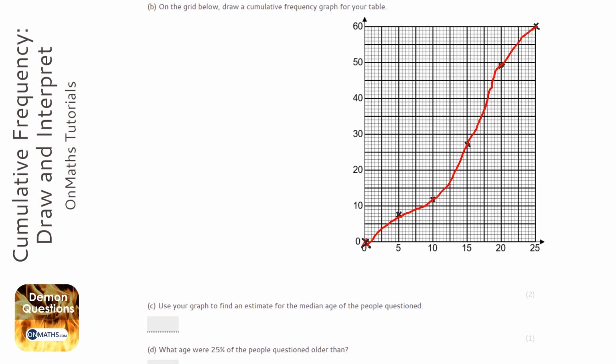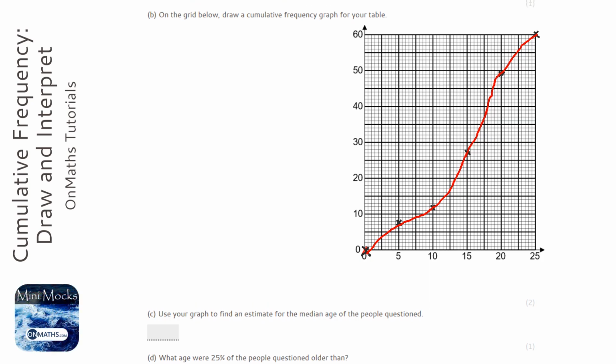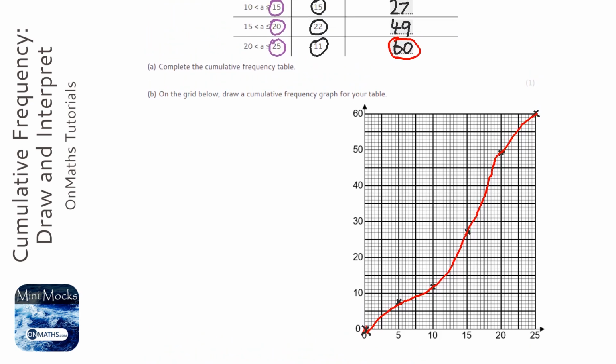Okay, so question C, use your graph to find an estimate for the median age. Now the first thing you've got to figure out is what your graph goes up to. Now don't just rely on what the top of this bit is. It's where your graph goes up to. Now mine happens to be the same, but sometimes your graph might go up to 70. The scale might go up to 70, but your actual graph might only go up to 60.